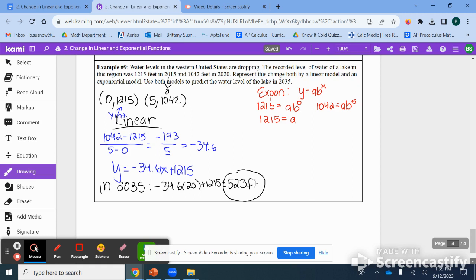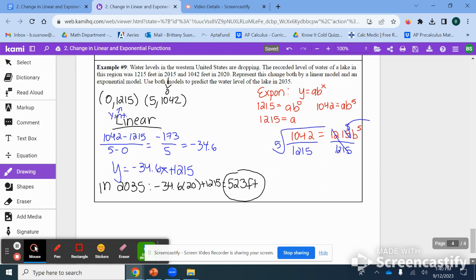So all this extra work we did on the previous page, we don't need to, because now we already have A. We found it. So we would just replace it. 1042 equals 1215 times B to the 5th. We divide. We get some ugly decimals. Then we do it to the 5th power, or 5th root.